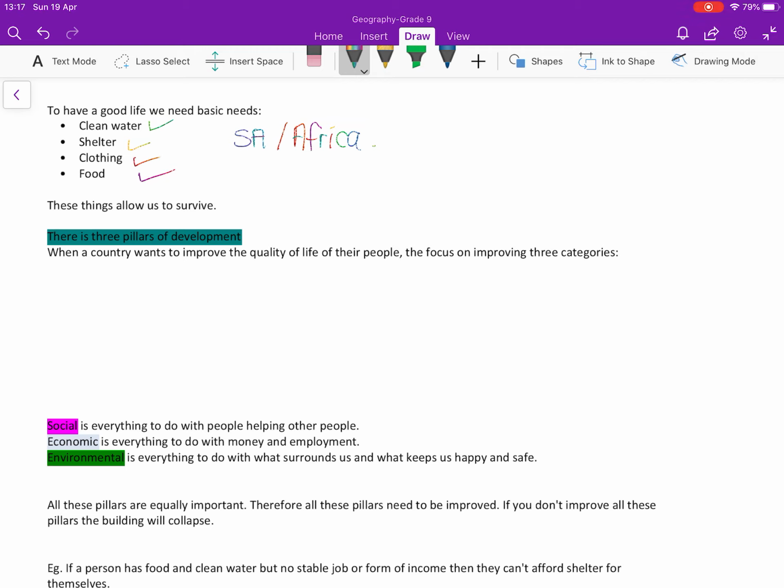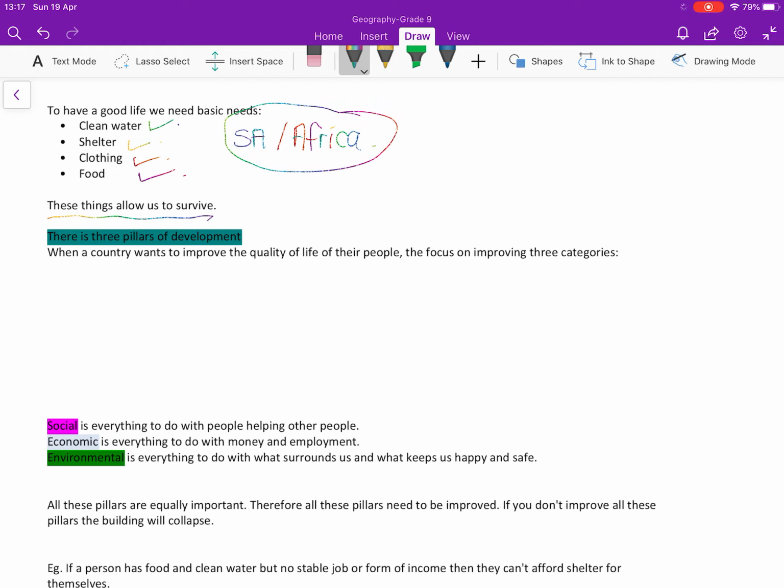And that's why they often give South Africa or countries in Africa a low development score, meaning that we are a lower developed country because not all our people have clean water, shelter, good clothing, and food freely available to them. And we will look at these scores later on. But these things allow us to survive.